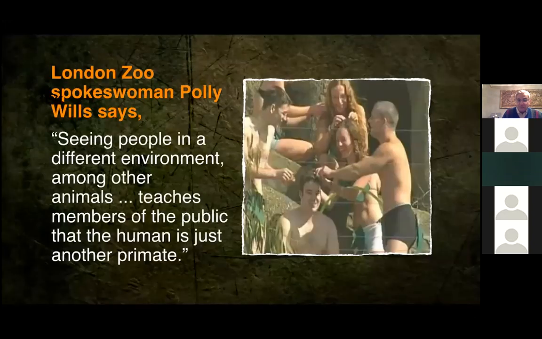And let us see what the spokeswoman of the zoo said. She said, seeing people in a different environment among other animals teaches members of the public that the human is just another primate. So they're saying that we are just part of the same family like primates, and as a result, we can live together. And obviously that was a shame. That happened in early 1912, so it's not far away, about more than 100 years ago, because they believe that we are just animals.